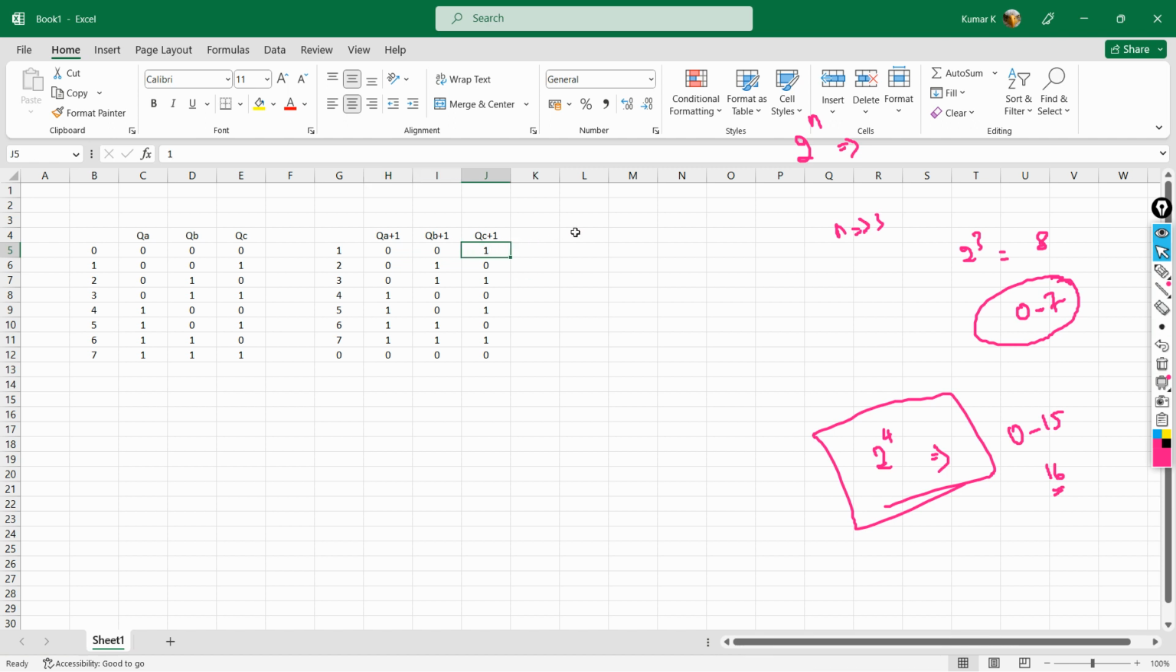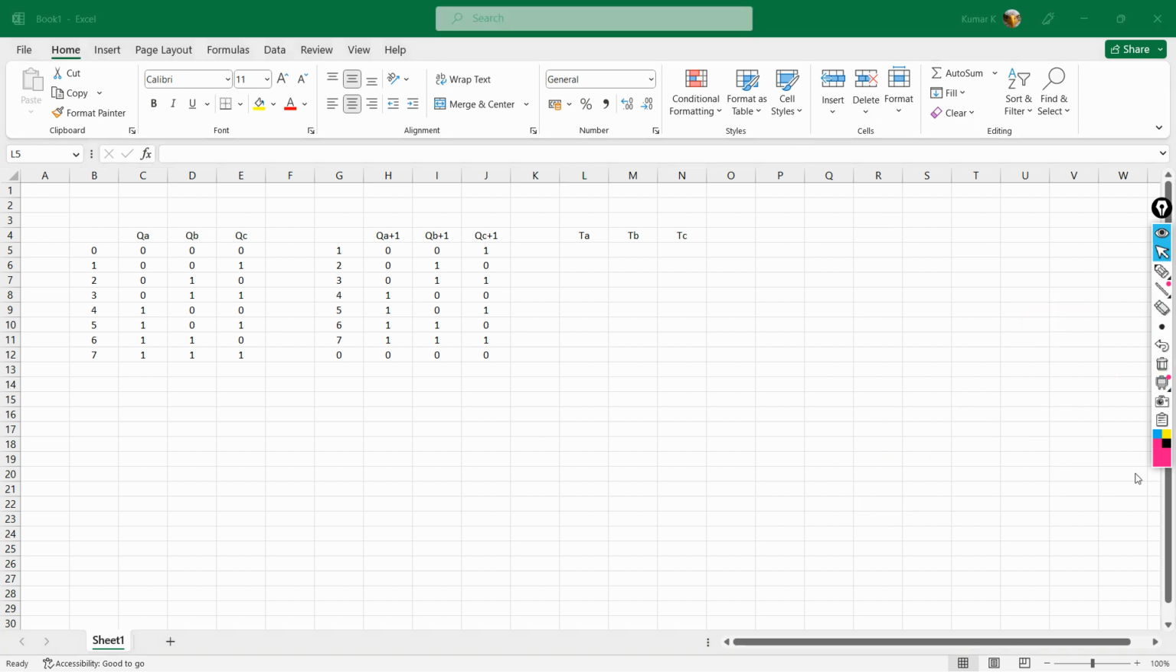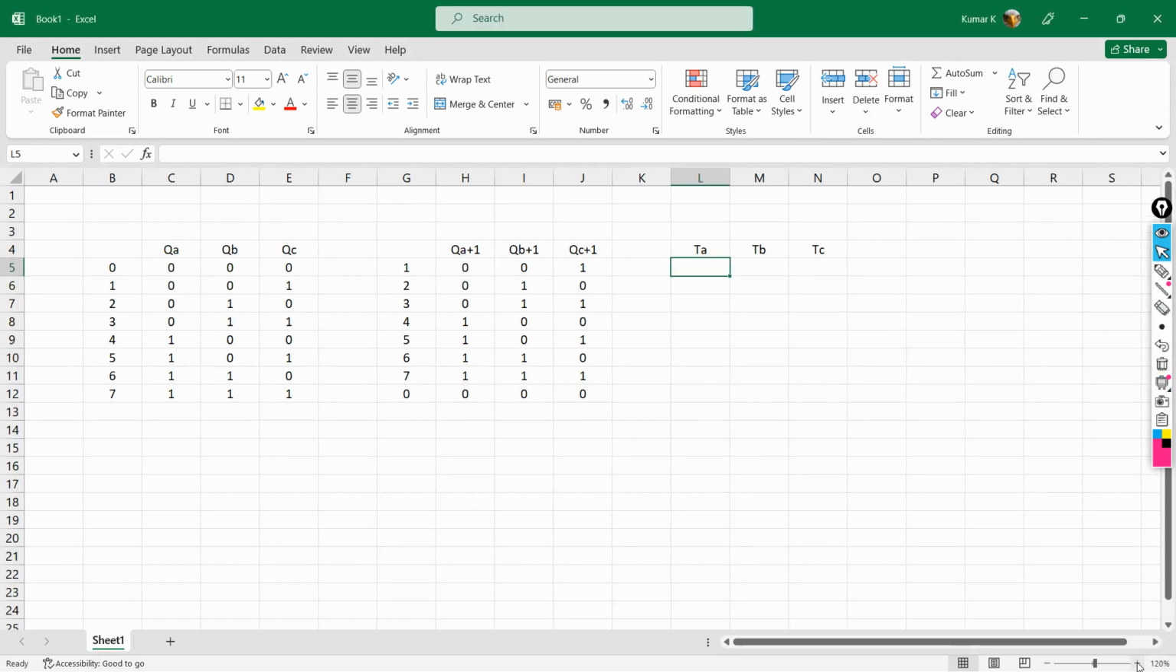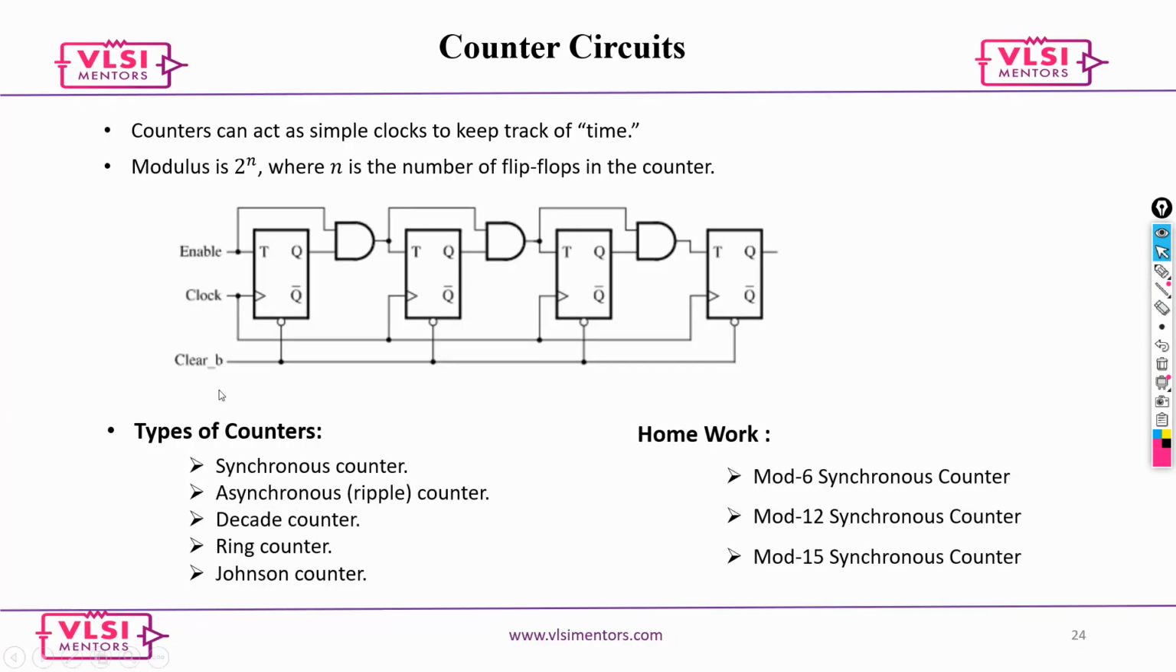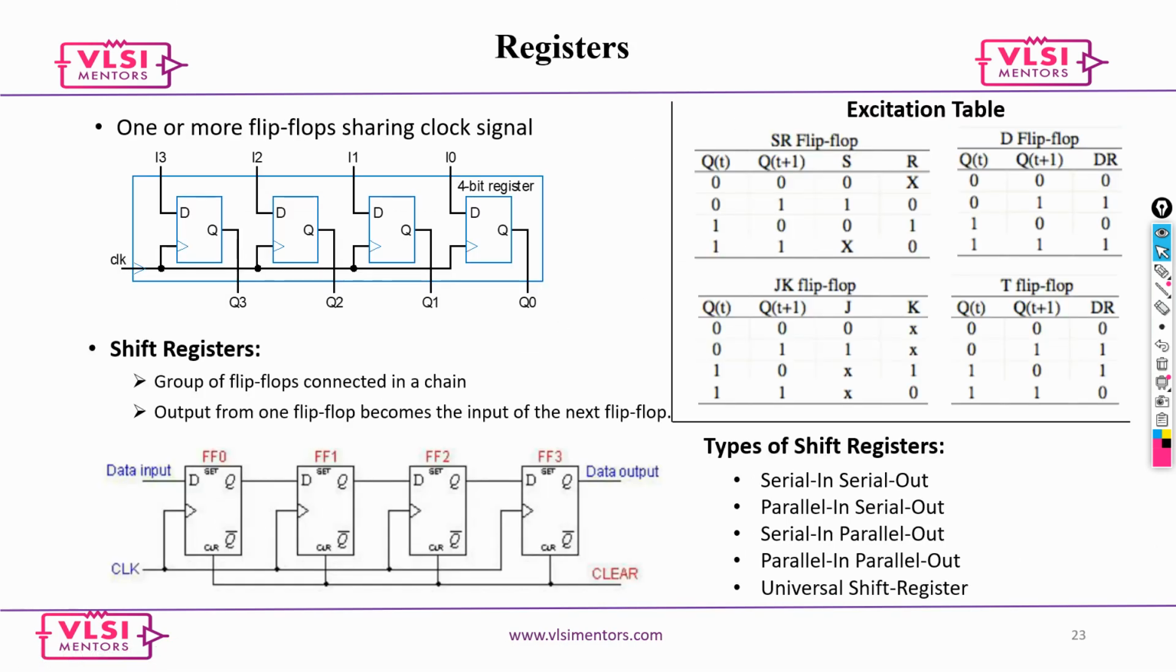In this case, it is going to be 000, and then it will become 001. Now you have to find TA, TB, and TC. What would be your input? Try to recollect your excitation table. Let me just bring that excitation table here.